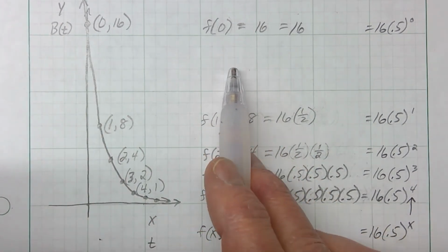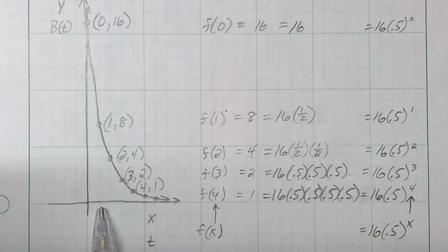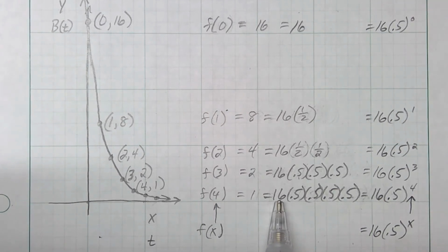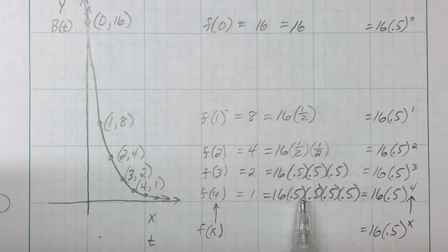All right, let's talk about how we got these numbers and come up with an equation here. I like to start with the 4 first. So after 4 hours, I was down to 1 bacteria. So f of 4 is 1. Well, how did I get that? I took my initial value. Remember, I started with 16, and I cut it in half.